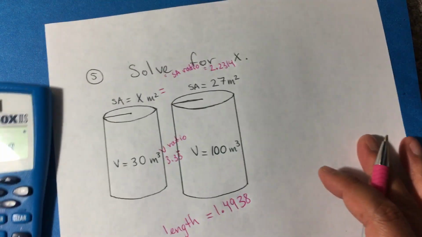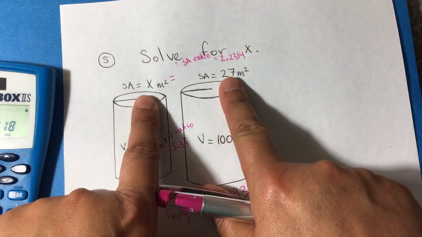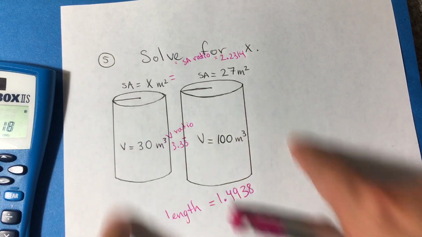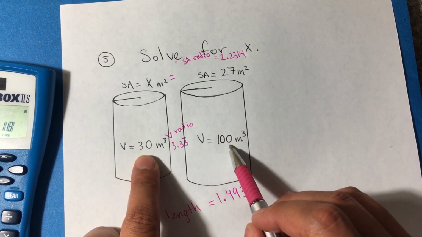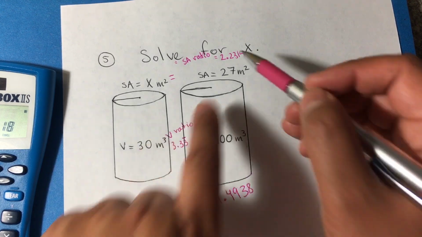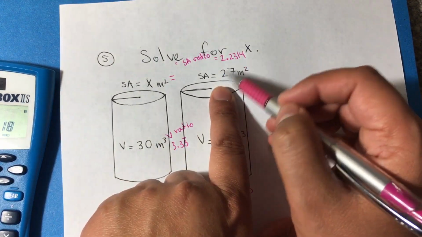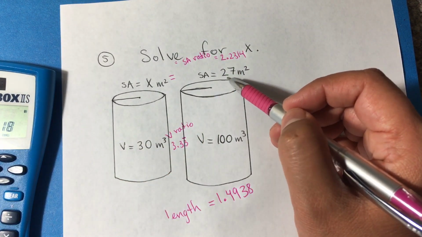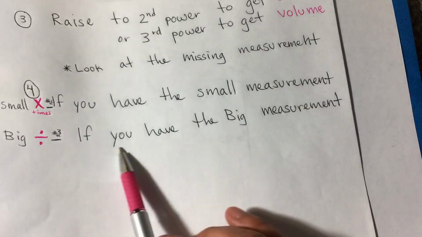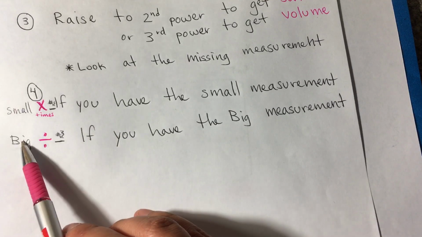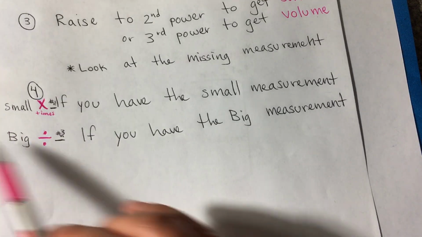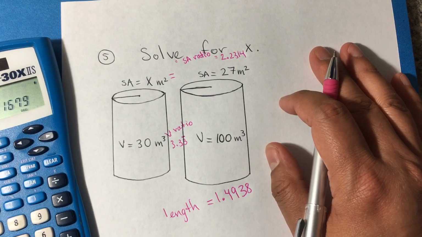And finally, we have to decide if the shapes are almost the same and we can't really figure out. We can look at this measurement and say, oh, this is bigger. That means that I have the big surface area. And if you have the big measurement, then we're going to divide the big measurement by whatever we found, which is the answer.